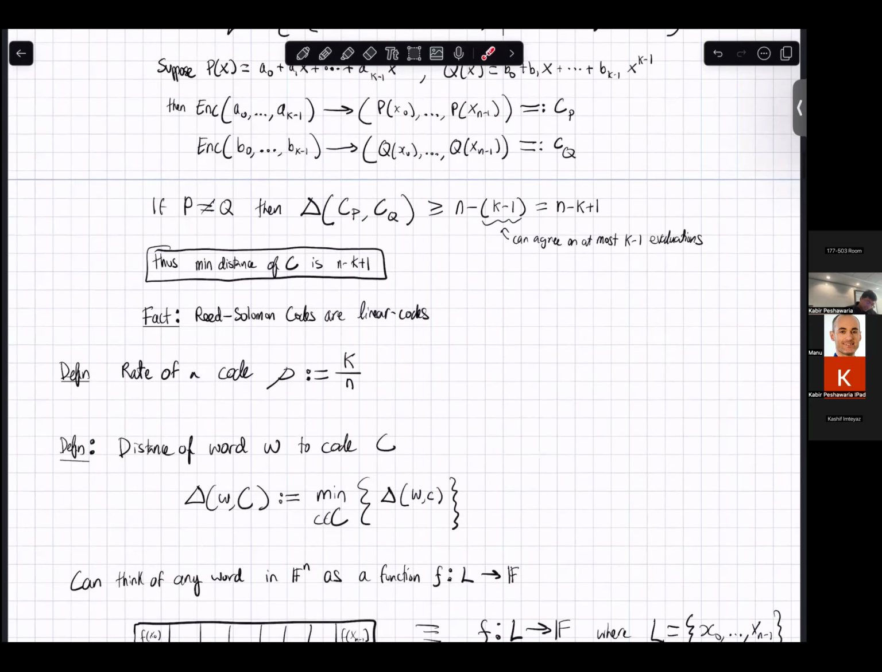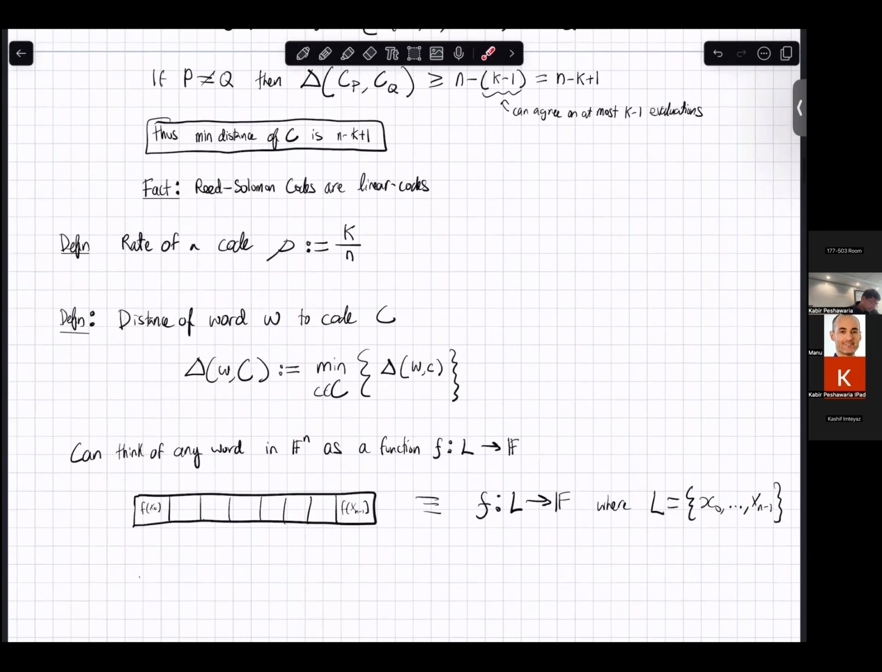And then finally, I know I'm going into so many definitions, but they're all going to be necessary, unfortunately: the distance of a word to a code is the minimum distance of that word to any code word.